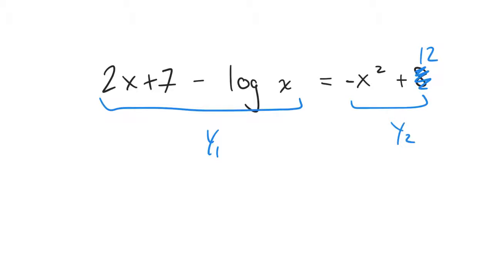If there's only one intersection, it doesn't matter what you press. Just press enter, enter, enter, because it's automatically going to find that intersection. But if there are multiple intersections, you need to do what Isabella said, which is type in a guesstimate for the X, or just use the cursor and use the left and right arrows to move the cursor over.